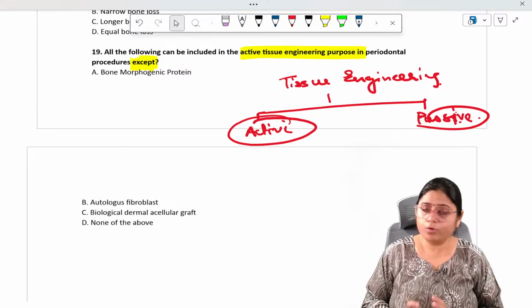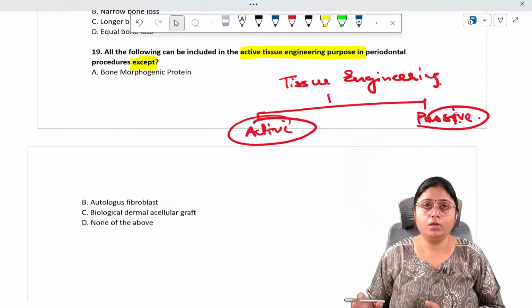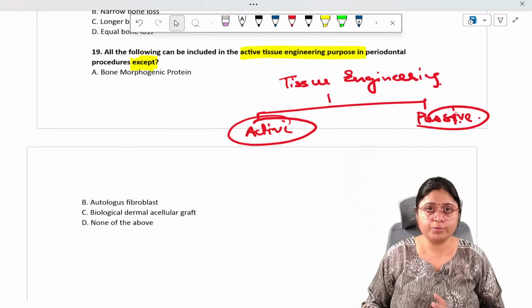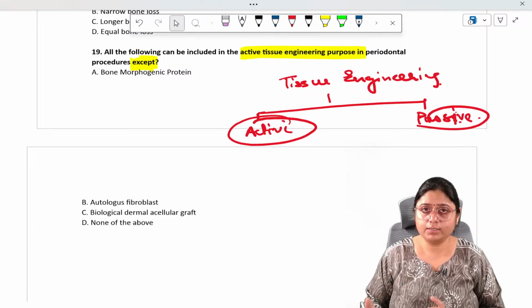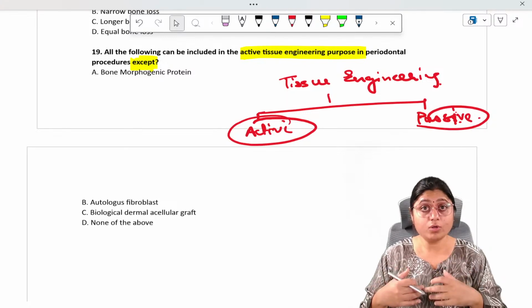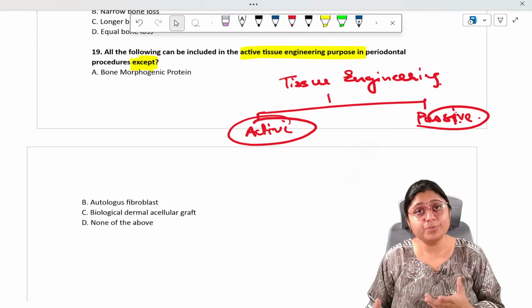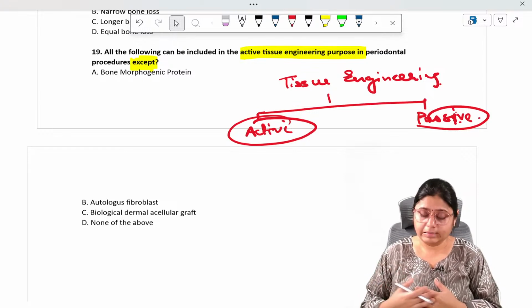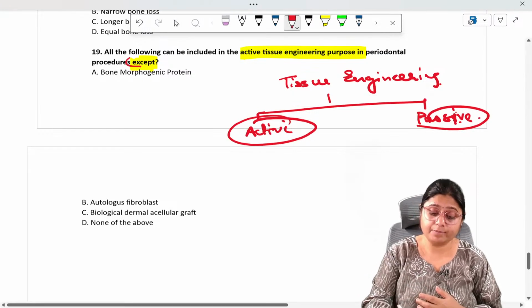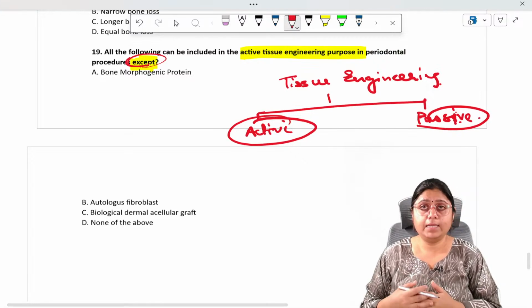Now option number A is bone morphogenetic protein, and we know that BMPs help actively in bone formation and tissue formation, right? Connective tissue formation. So it is negated. It is not the answer. Option number B is autologous fibroblast. Autologous means my own fibroblasts are used and they are very active. They will help in collagen production. So definitely B can be the answer. B is not the answer because they have asked the except.